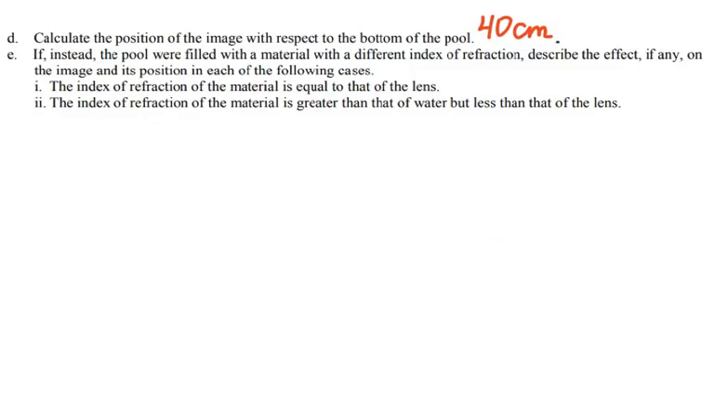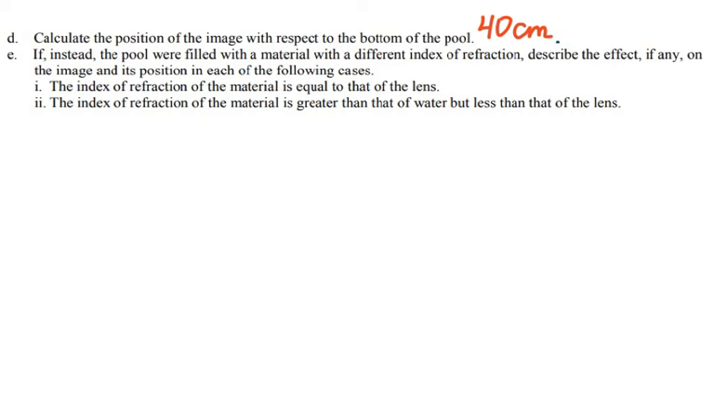And then for the last question, they say if instead the pool were filled with a material that has a different index of refraction, describe the effect, if any, on the image and its position in each of the following cases. And so the first one, they say the index of refraction of the material the pool is filled with is equal to that of the lens.